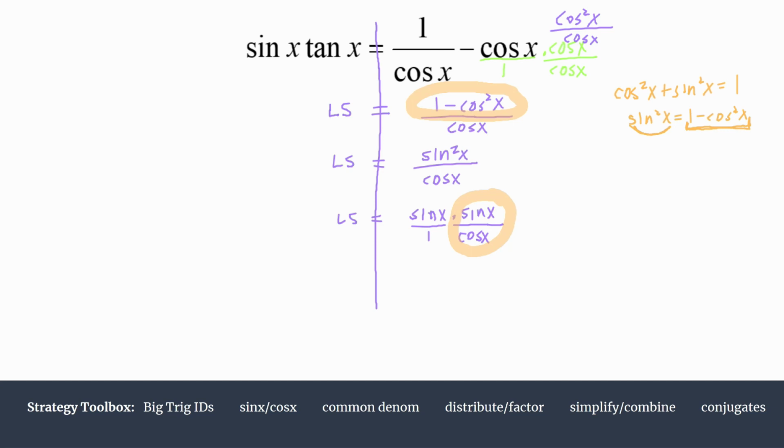So our final step, I like to write out the whole thing just so it looks very pretty and finished. We have sine x tangent x equals sine x times tangent x. And we have proved our trig identity.